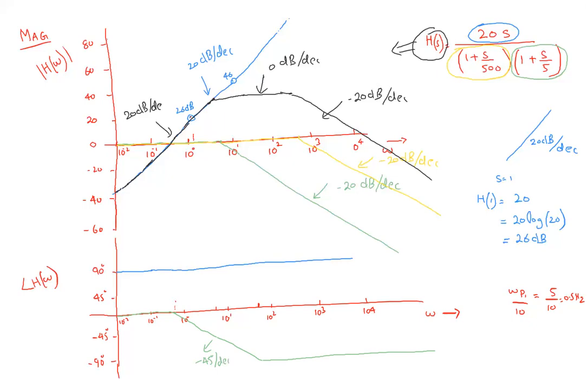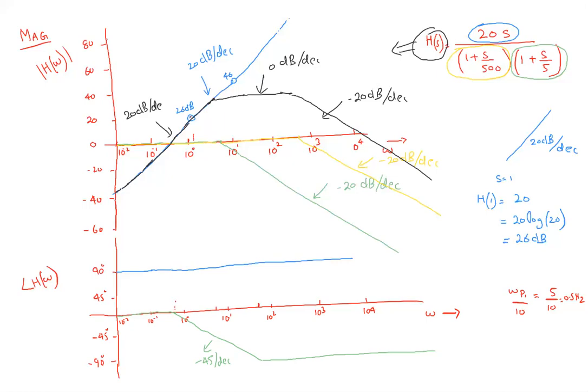ठीक है? Blue line is 90 degree, green line is starting with a 0 degree till reach 0.5 hertz, because this is omega p by 10, ramping down with the -45 degree per decade until it reached 10 times of omega p1, meaning 50 hertz, so 50 radians per second, and then stays at the angle of -90 degree. This is alone response of omega p1, 1 plus s by 5.